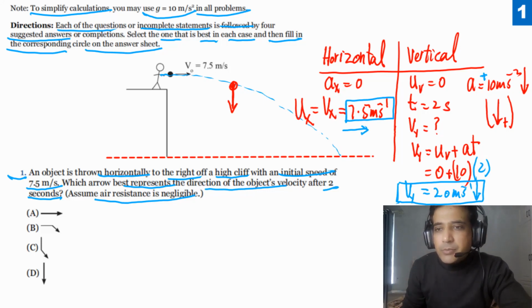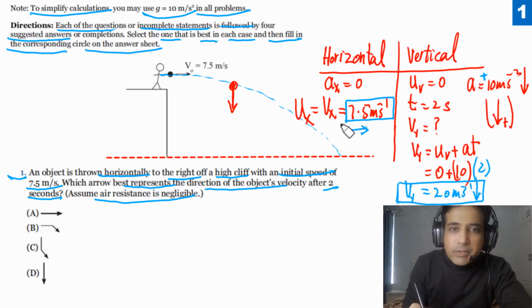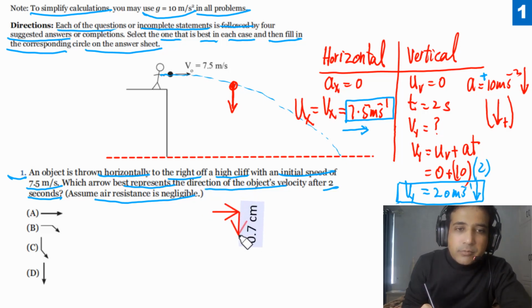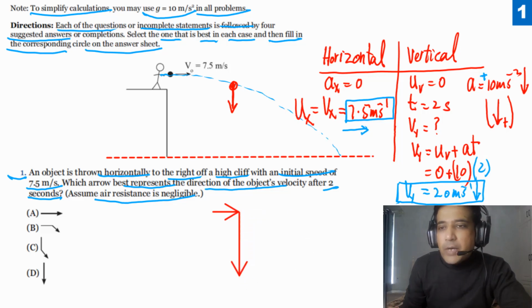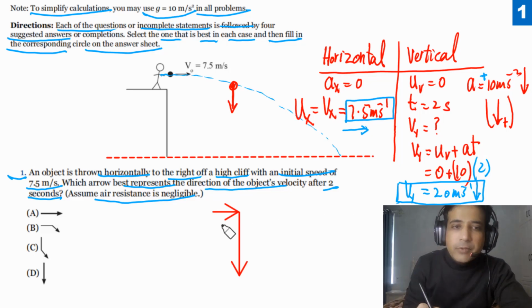So we have this horizontal velocity, this is 7.5. For simplicity, we can say this is 0.8. And we have vertical velocity that is 20. So we can draw this as 2 centimeters. Now what is the final velocity? The final velocity is the vector sum of these two. So this one is the final velocity.